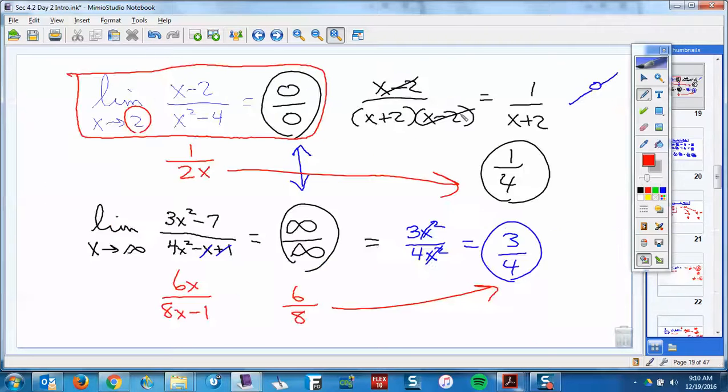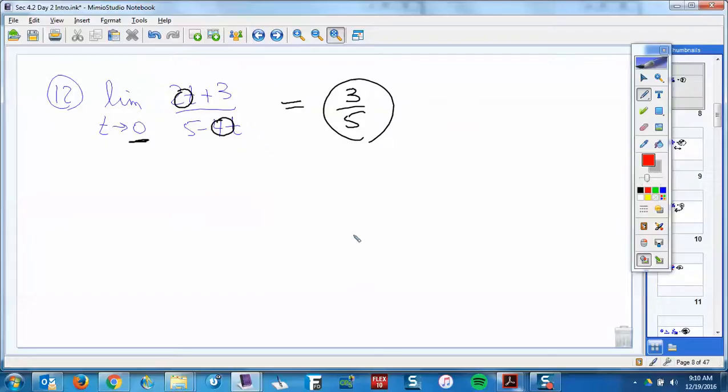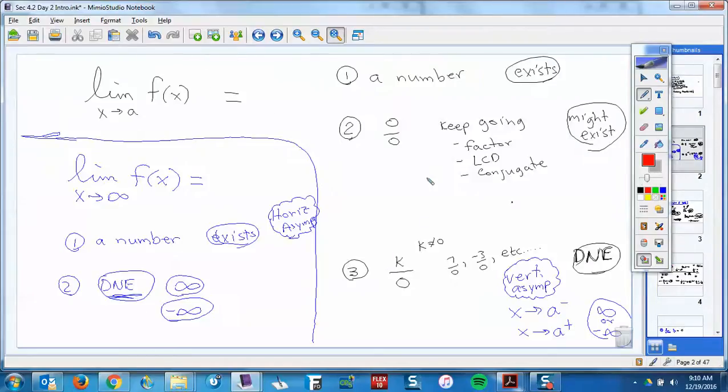And then I guess I would add to our notes from the other day: if you get 0 over 0, or if you get infinity over infinity, now we have another tool. We can do L'Hopital's rule. But we can still factor, and we can still do all the things we did before. So L'Hopital's rule hasn't really changed anything from what we knew before that we could do. It's just added one more thing. If you get 0 over 0, infinity over infinity, you can do L'Hopital's.